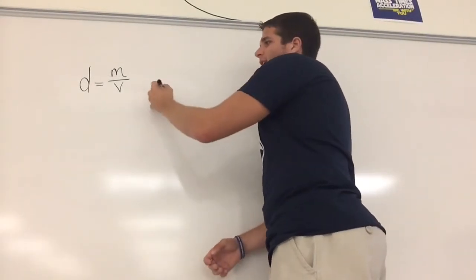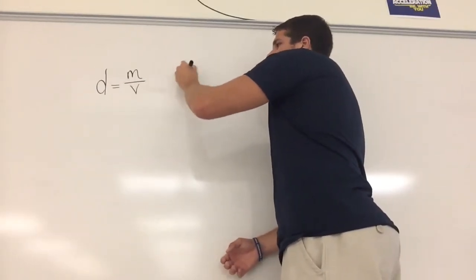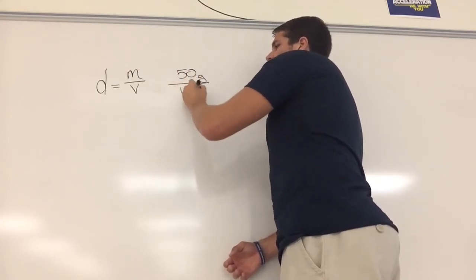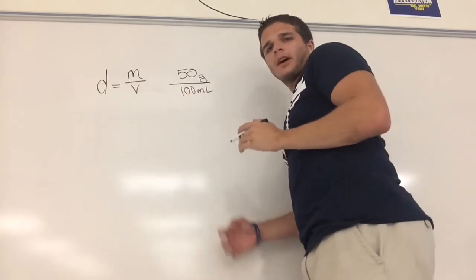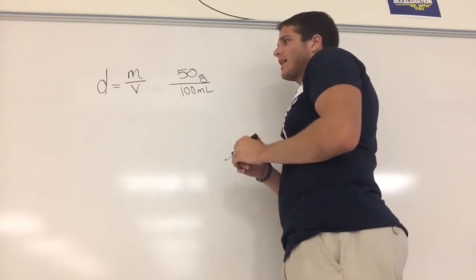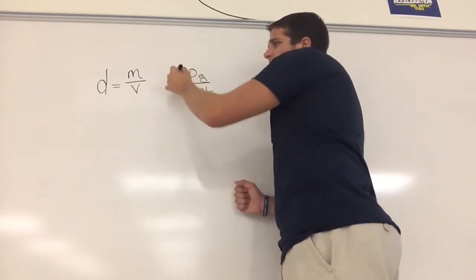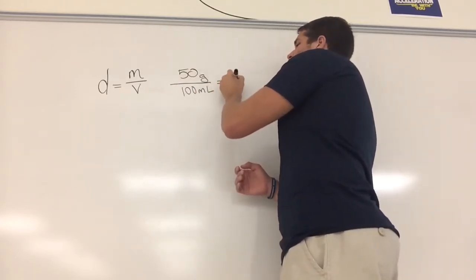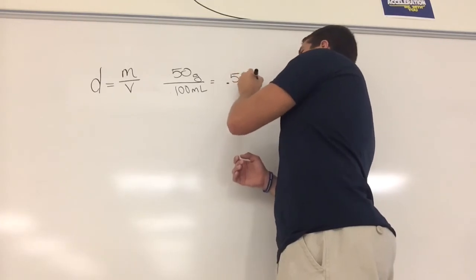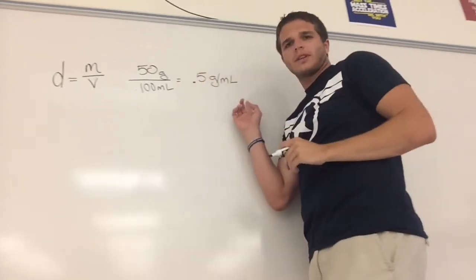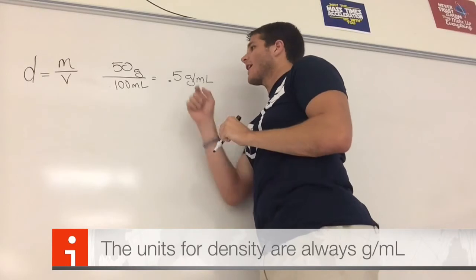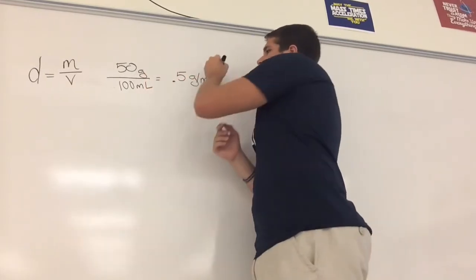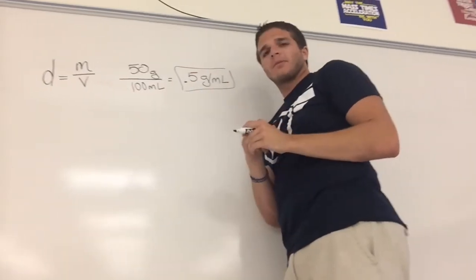Let's say we have an object that has a mass of 50 grams. So it has a mass of 50 and it takes up a volume of 100 milliliters. All right, so if we were to calculate the density on that, all you would have to do is put 50 in your calculator and divide by 100. 50 divided by 100 would give you 0.5 grams per milliliter. Remember that you always have to put your units on your numbers, no naked numbers. So grams divided by milliliters, those are your units. So the answer right here would be 0.5 grams per milliliter.